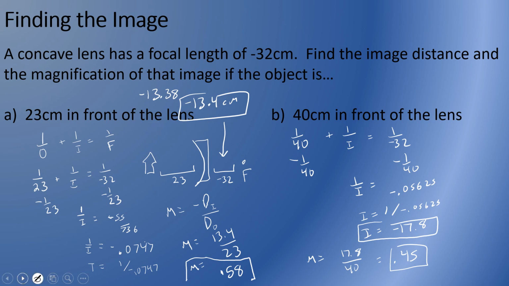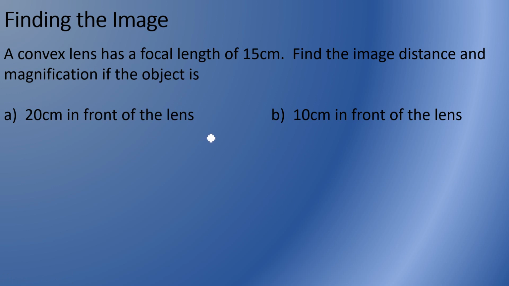Okay, let's go on to the next example. So now we're going to have a convex lens with a focal length of 15, and we'll have an object in front of it. And we want to find the image distance and magnification. So 1 over 20 plus 1 over our image is going to equal 1 over 15 right here. We'll subtract the 1 over 20.